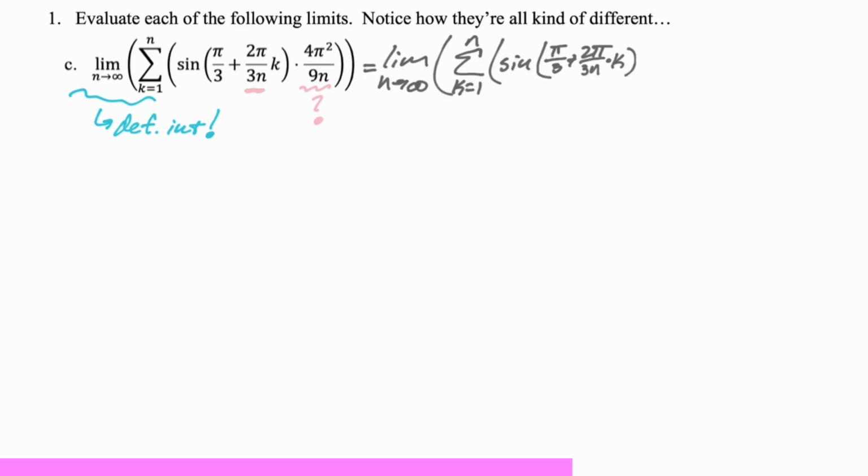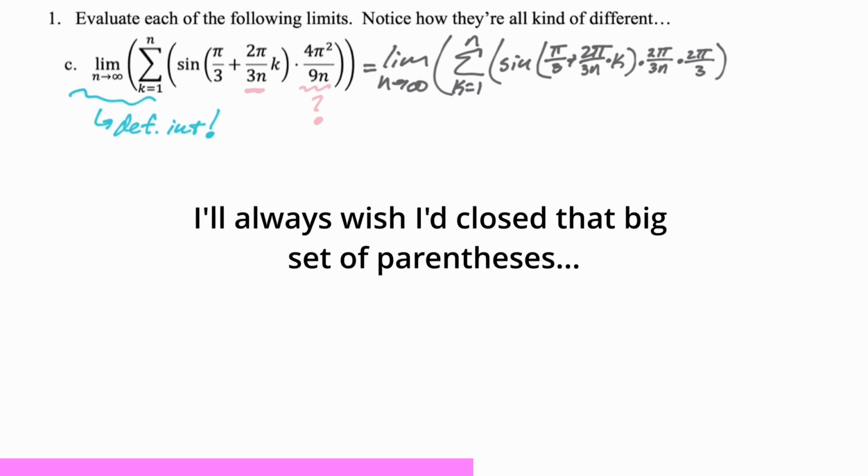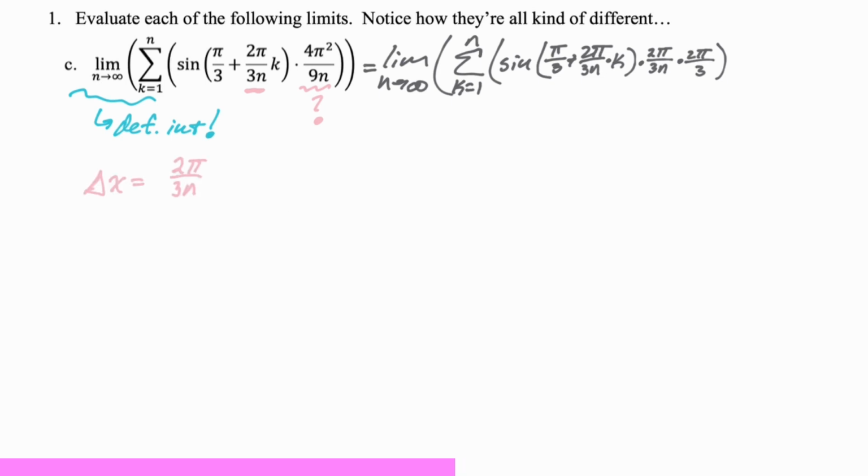I rewrote it. I keep the limit, so I still have the sine part, and then I'm taking this 4 pi squared over 9n, and I'm breaking it into, I think that delta x is 2 pi over 3n. So I want 2 pi over 3n, and then whatever else is left. So my 2 pi over 3n, and then I still have a 2 pi over 3 left over. So that's where 4 pi squared over 9n is coming from. It's very weird. All right, so I think that delta x is 2 pi over 3n.